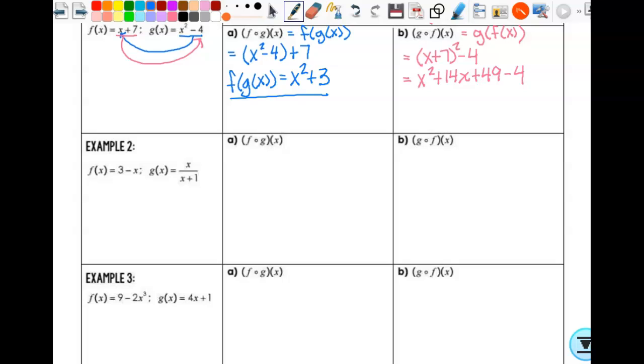All right. Am I good on B so far? Yes. Okay. So now this is g of f of x. That's equal to x squared plus 14x plus 45.